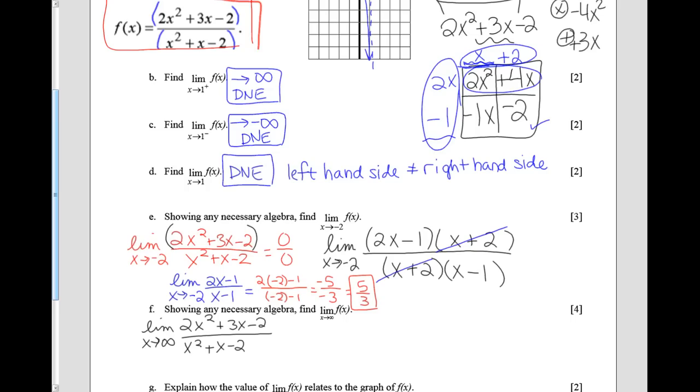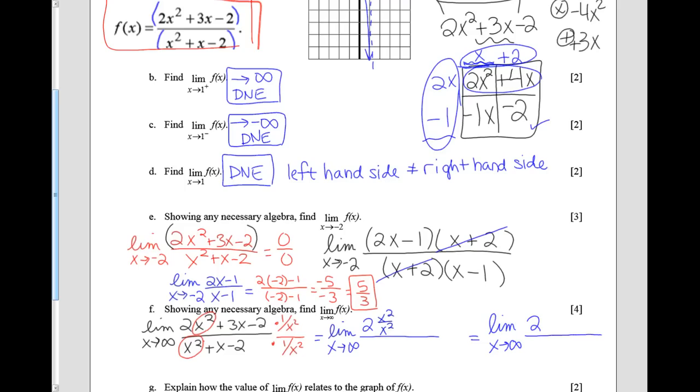I need to multiply the top and bottom by 1 over the highest power of x in the problem. The highest power of x in my problem is x squared for both of these. So I'm multiplying the top and bottom of my fraction by 1 over x squared. The reason that I do that is because now when I distribute, I'll have 2x squared over x squared. I'm going to jump ahead and show both steps at one time here, which would reduce to just plain old 2.